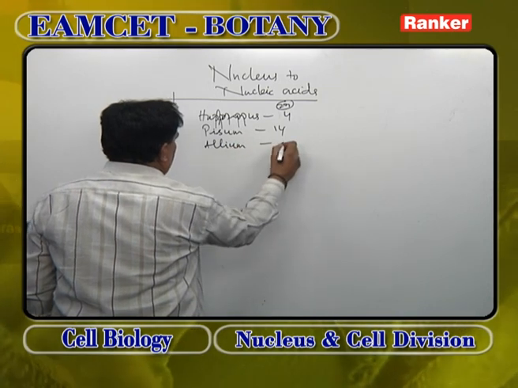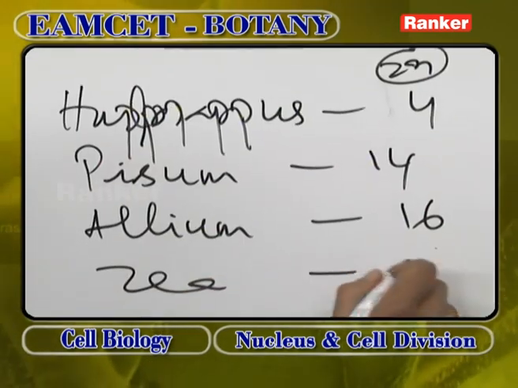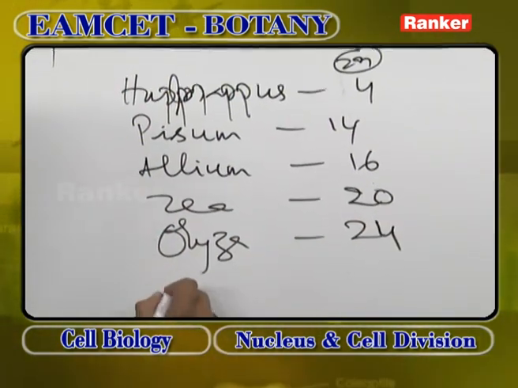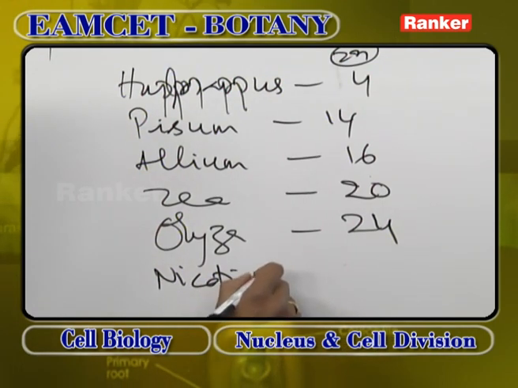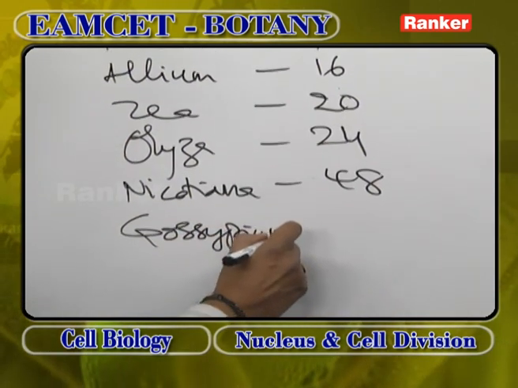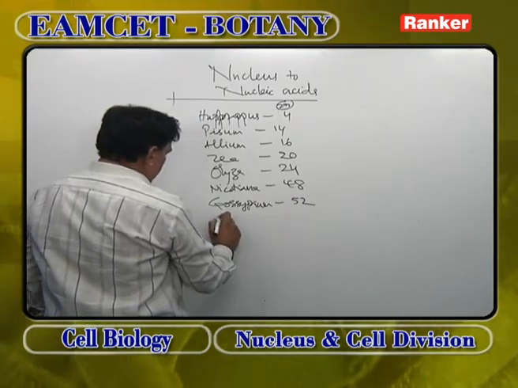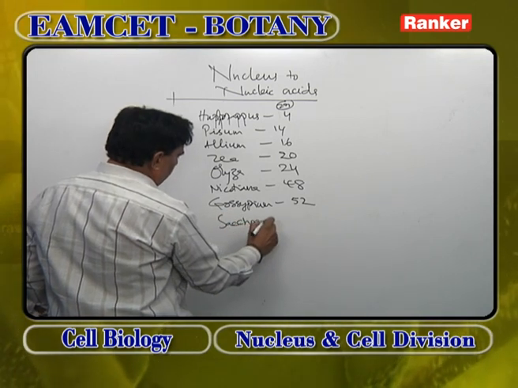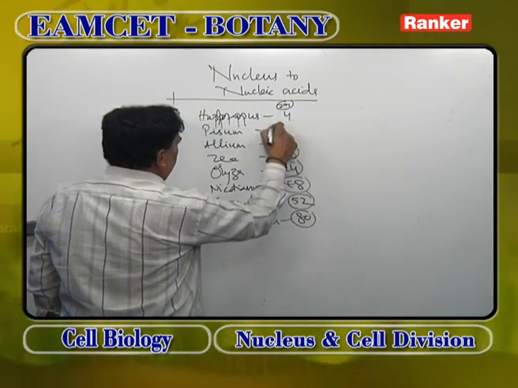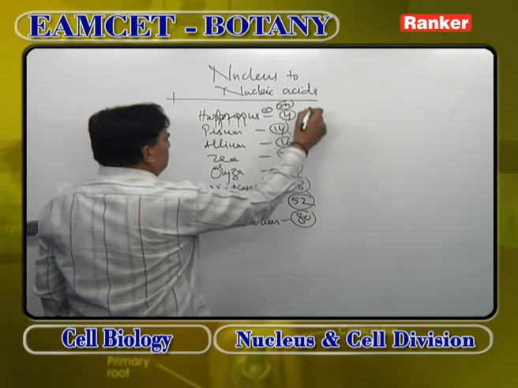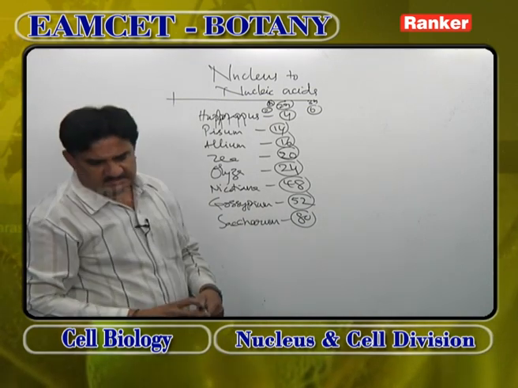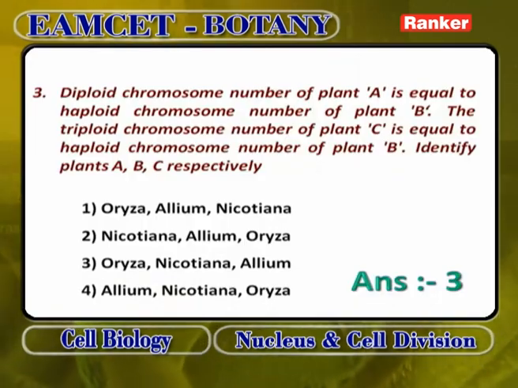Allium, the chromosomal number is 16. Zea mays, the chromosomal number is 20. Oryza, the chromosomal number is 24. Nicotiana, the chromosomal number is 48. Gossypium, the chromosomal number is 52. And Saccharum, sugarcane, the chromosomal number is 80. This tabular form is very important to do these type of problems. We have to write haploid is 2, triploid is 6. Like this, for all the plants, if you write this, the answer will be Oryza, Nicotiana, Allium.